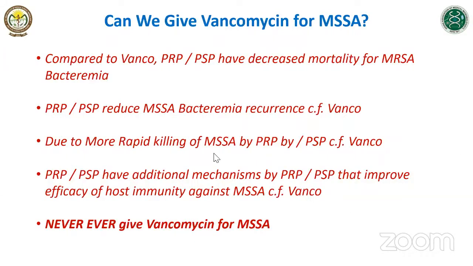And there's a more rapid kill of MSSA by the PRPs as compared to vancomycin, and they have an additional mechanism that improves the efficacy of the host immunity against MSSA compared to vancomycin. So that's why you should always avoid giving vancomycin for MSSA.